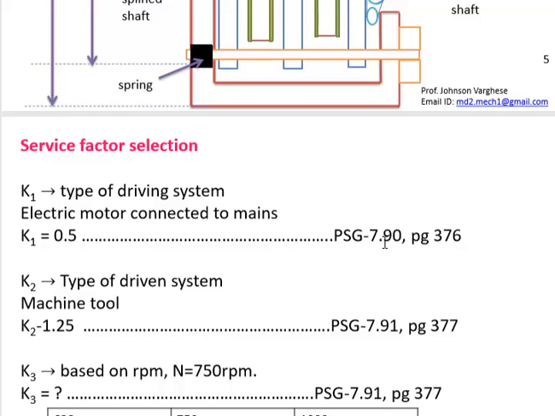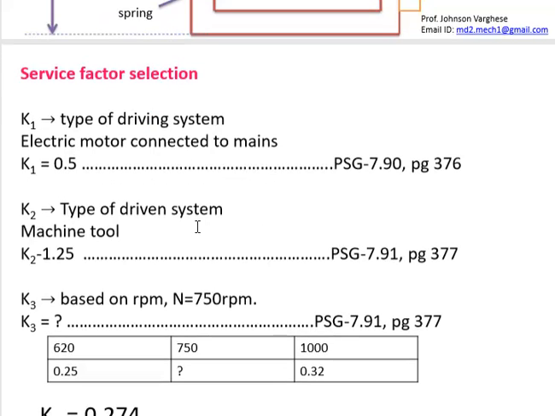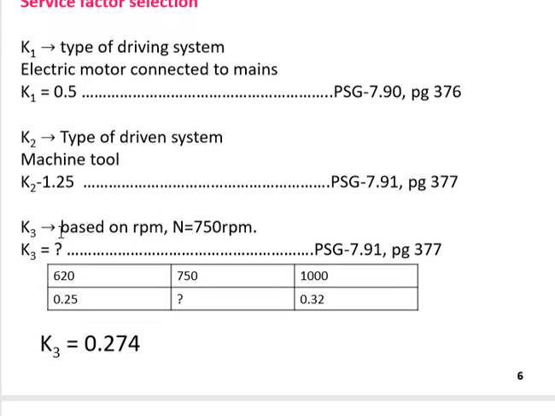This selection is done from PSG data book 7.90. Now when we go to the K2 factor, which depends upon the type of system we are using, we have assumed the machine tool to be the system, so K2 becomes 1.25 using table 7.91. K3 is a factor based on the RPM. Since the clutch is operating at 750 RPM, we will be finding out K3 on the basis of that.